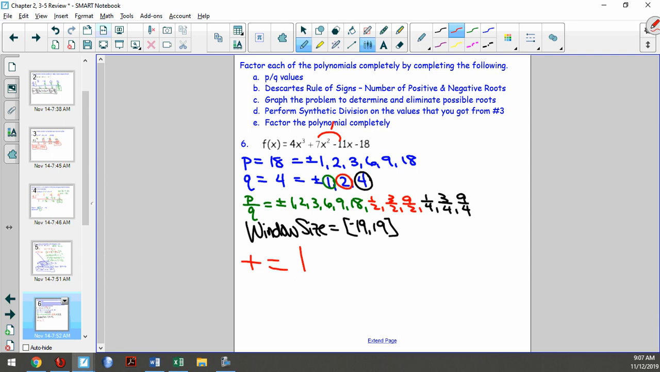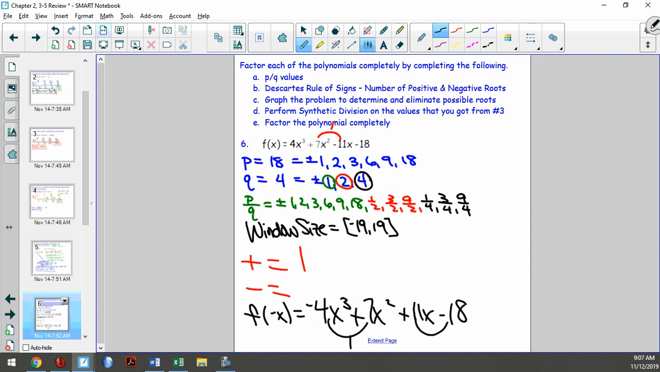Now, how do I find the negative sign change? I'm going to do f at negative x. What changes when I do f at negative x? Only the odd powers. So 4x cubed changes to negative 4x cubed. 7x squared stays. Minus 11 turns to plus 11. And minus 18 stays as minus 18. Do we all understand that, yes or no? So how many sign changes do I have here? 1, 2. So I'm going to have 2 or 0.